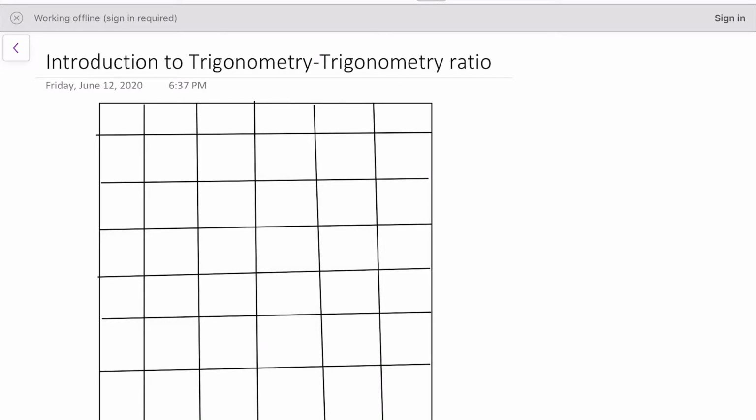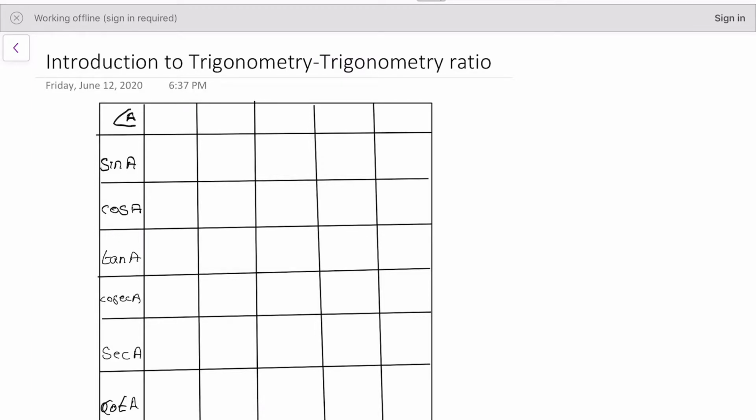Let us start with the first. What are the trigonometric ratios? We know what the trigonometric ratios are. I'm just writing the ones we know: sine A, cos A, tan A, cosec A, secant A, cot A. These are the 6 trigonometric ratios we already know: sine A, cos A, tan A, cosecant A, secant A, and cot A.